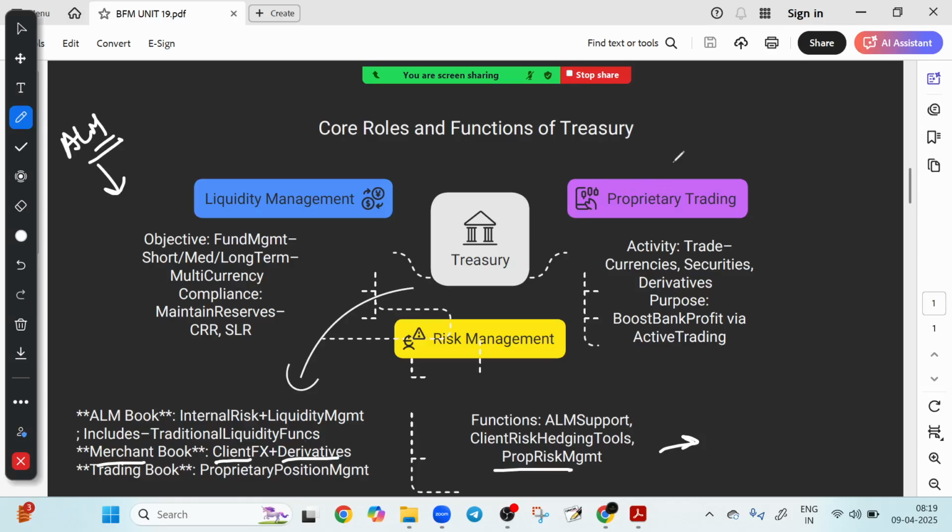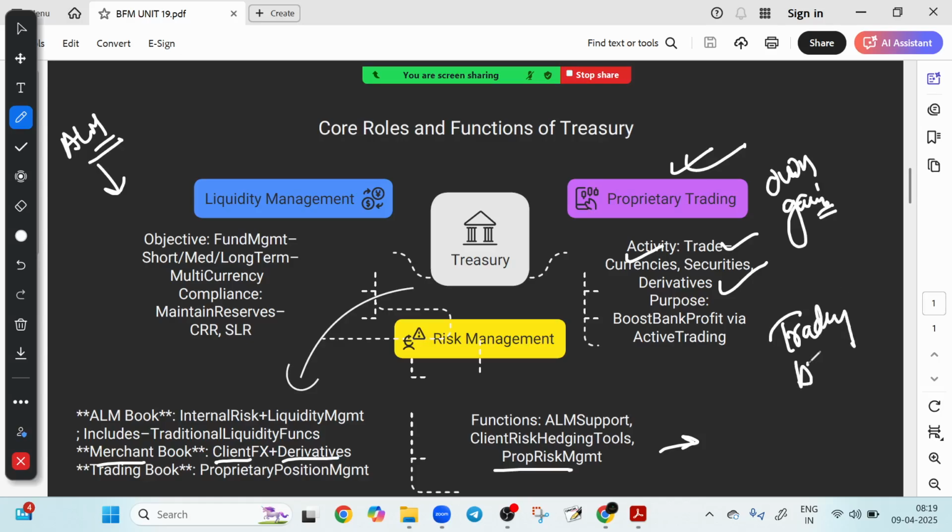And if you look at proprietary trading, what is the meaning of proprietary trading? Beyond customer transactions, the bank can trade for its own gain, right? The treasury actively engages in trading currencies, trading securities and derivatives. Currency, securities, derivatives, all these are actively traded by the treasury, with the key objective of boosting profitability. This activity, proprietary trading, is tracked through the trading book.